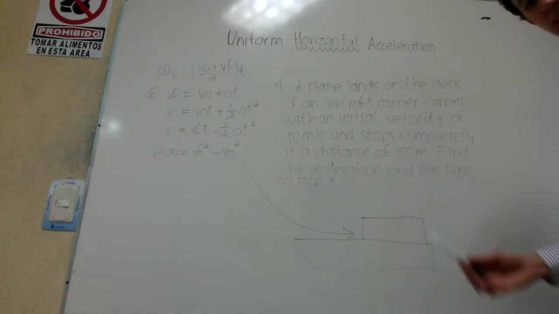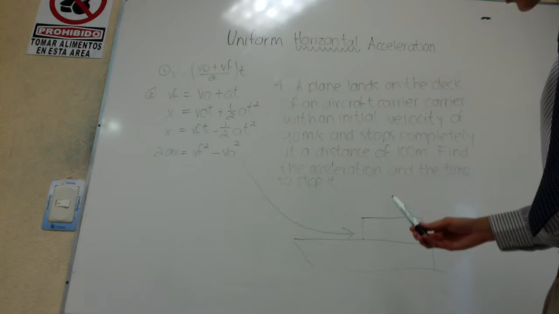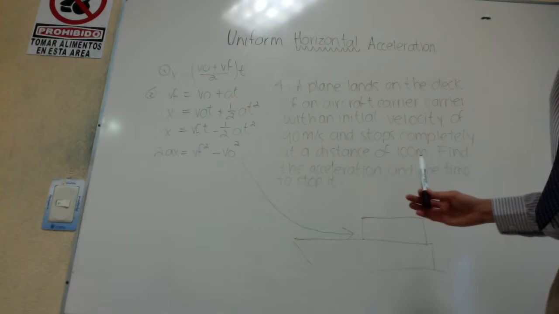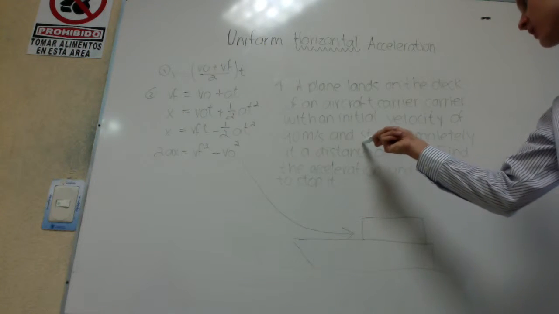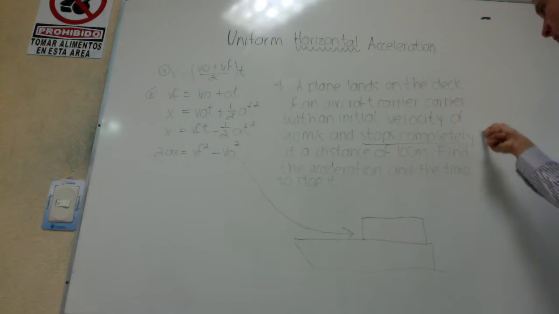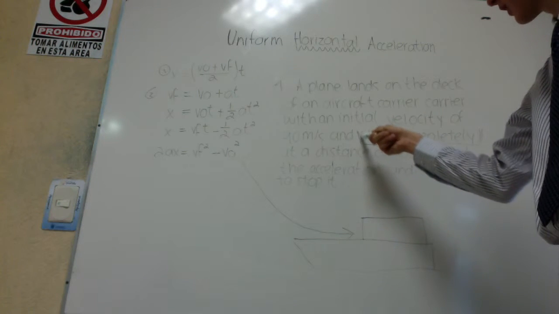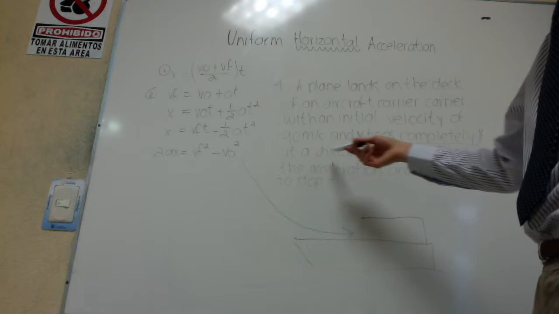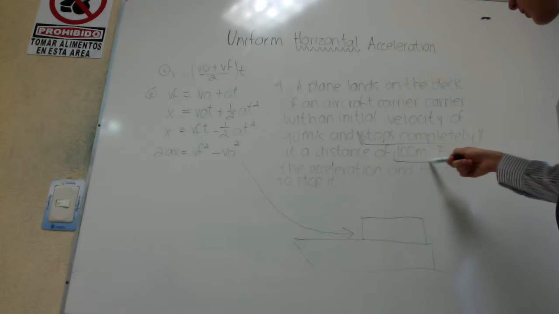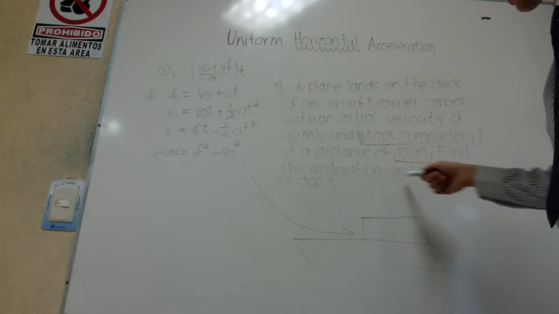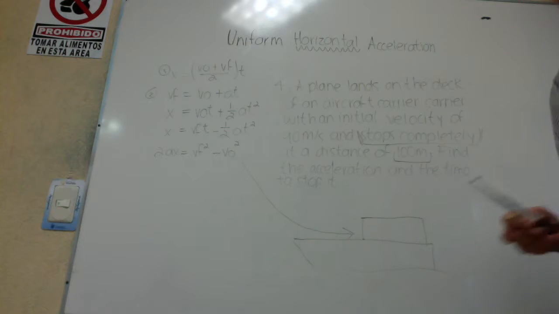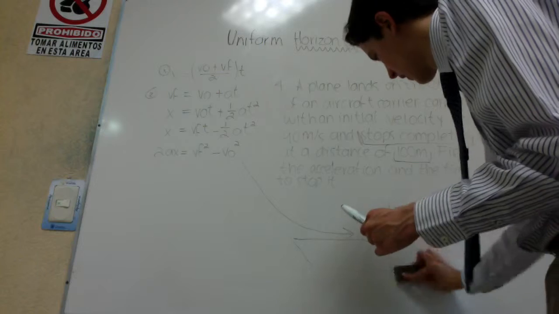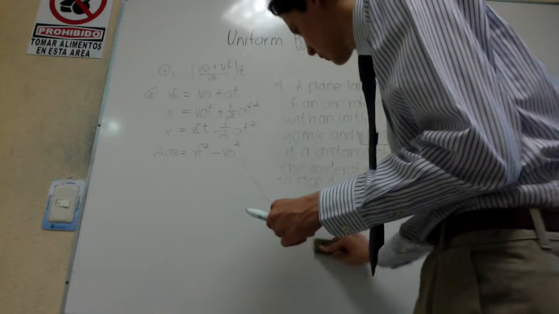What does that mean? That the final velocity is equal to 0 meters per second. Since the plane stopped completely, final velocity is 0 meters per second, at a distance of 100 meters. Find the acceleration and the time to stop it. Alright, what's the acceleration and the time to stop the plane?